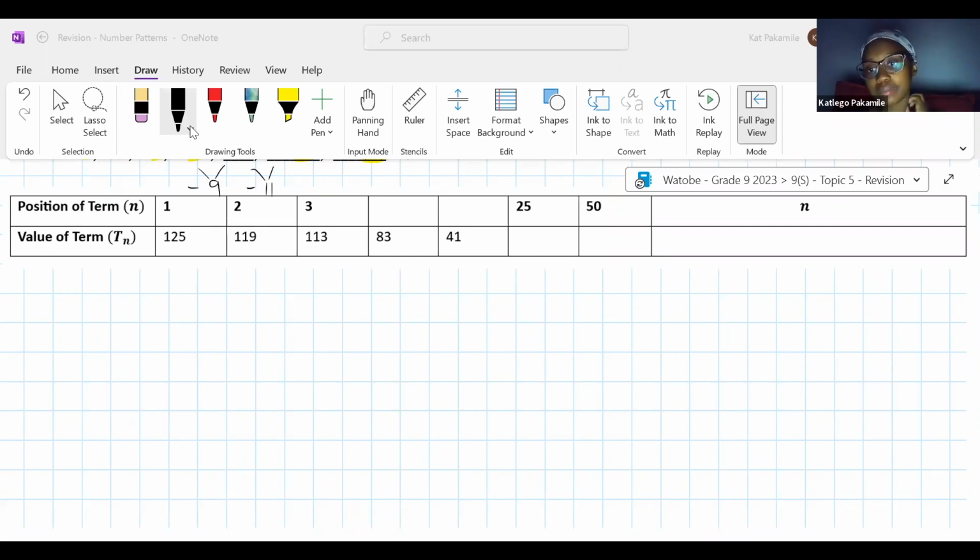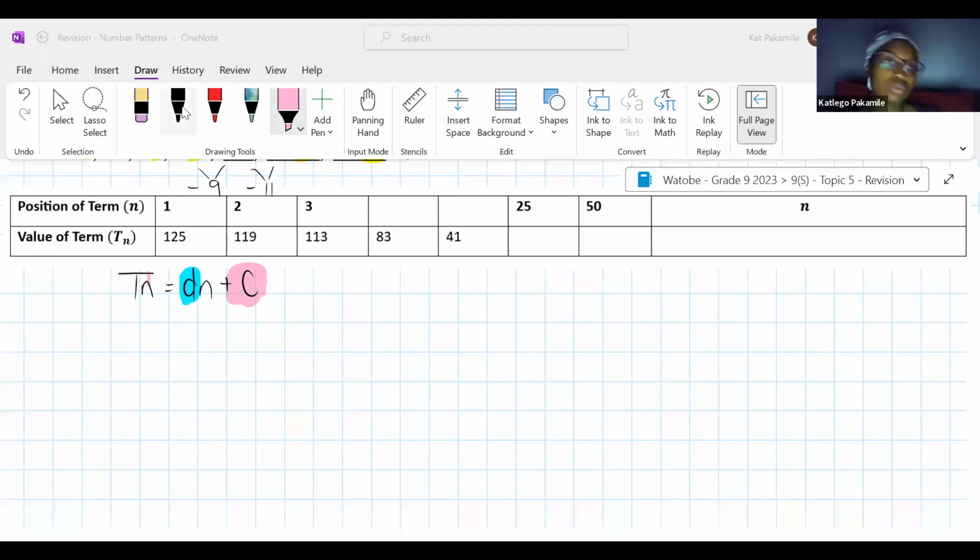Anyone have an idea? Yes, Mamelo says Tn equals Dn per C. Mamelo, I hope you checked whether this is a linear number pattern before you took that. I'm just saying it is a linear number pattern, but I hope you checked. Okay, so we need to use Tn is equal to Dn plus C. So from that formula, we need our constant difference and we need our constant, which is C.